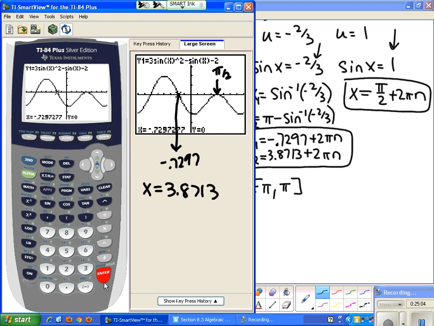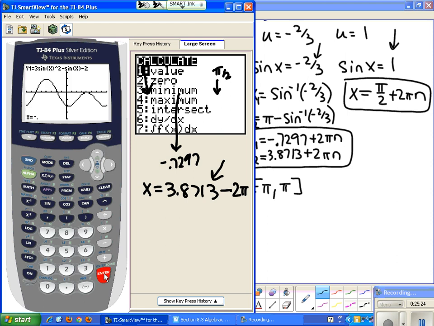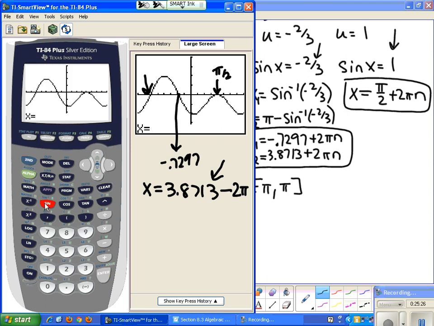3.8713. Well, the problem with this is notice that pi is 3.14. So this is too large. So if it's plus 2 pi n, we can do minus 2 pi, and that should give me this solution right here. So let's even check that. So if I do second trace value, we're going to do the sine inverse of negative 2/3, and I'm going to subtract the period of my function so that it's on the correct interval.